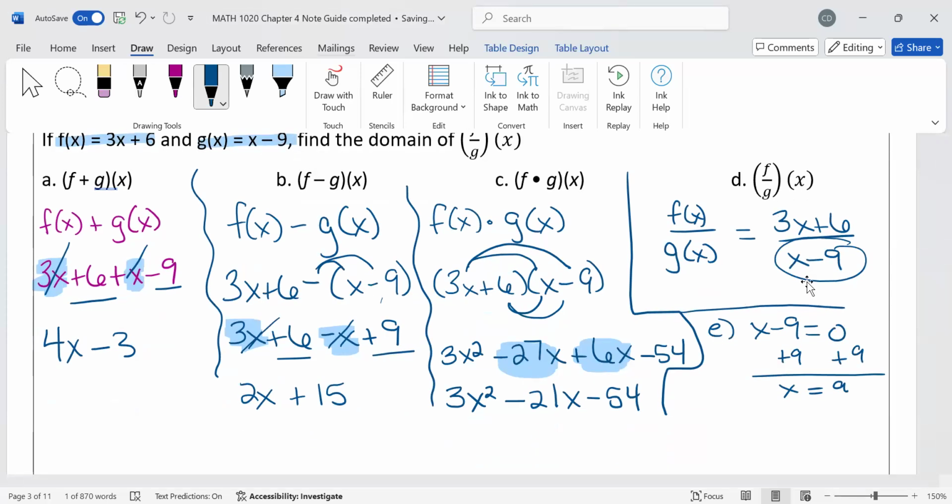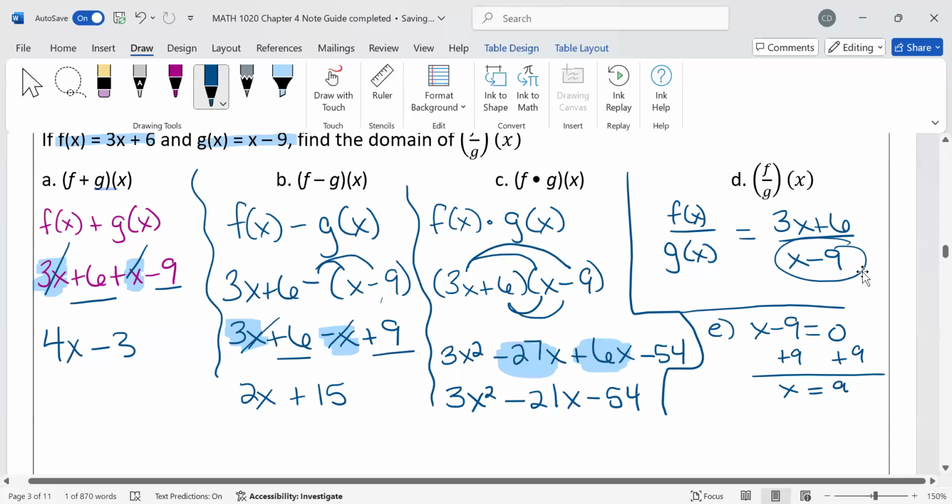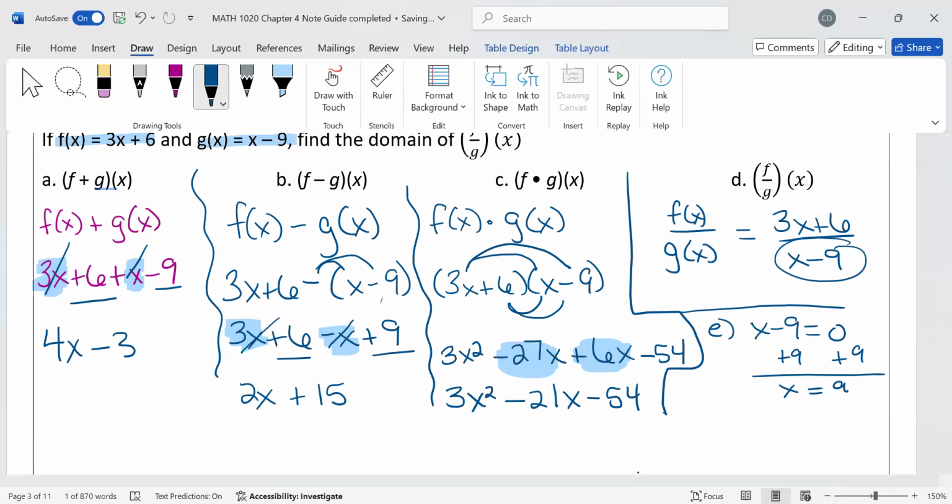So what happens is if we plug 9 into the bottom of this fraction, we get 0. So x can be everything but 9. They want the answer in interval notation, so we're going to go from negative infinity to 9, union 9 to infinity. And that's how we write the answer.